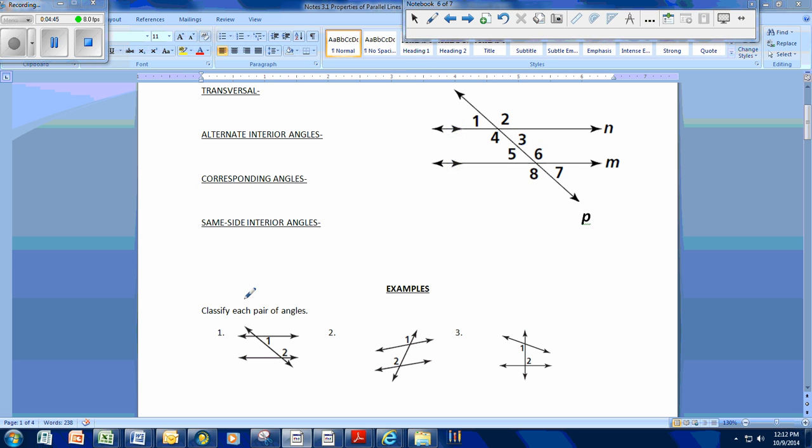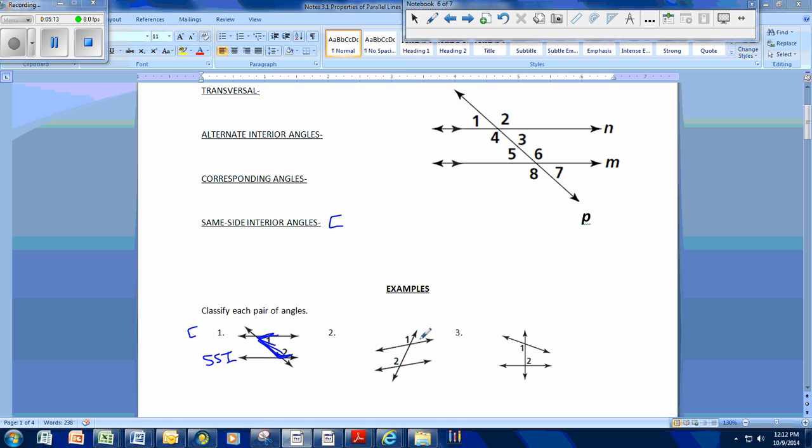So let's do some examples. First 3 examples we have here, we're going to classify each pair of angles. Angle 1 and angle 2, if I were to highlight those angles and trace them, you can see that they make the letter C. And from above, the letter C was same side interior. So these are same side interior angles.